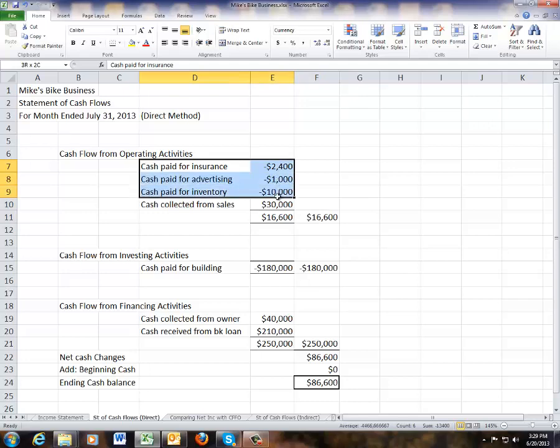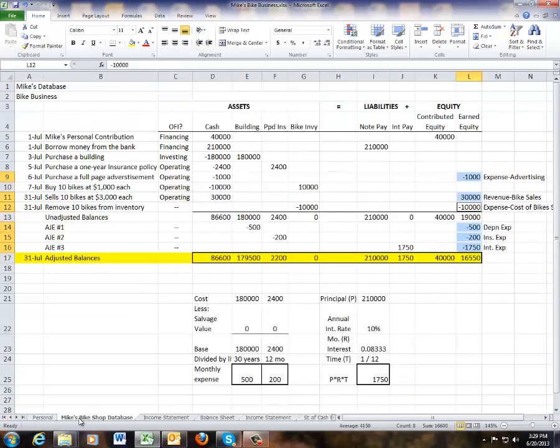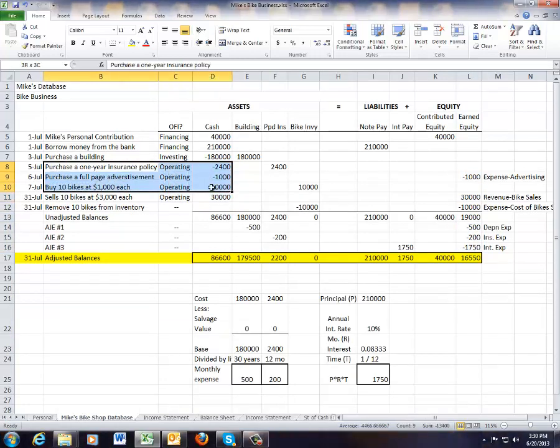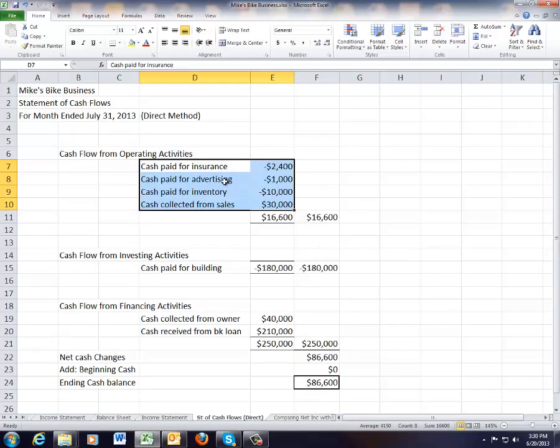So recall from our database that there were four items entitled operating activities right there. And that was for insurance, advertising, and purchase of bikes. And we also took in some cash from selling bikes. So going back to our statement of cash flows using the direct method, we came up with $16,600.